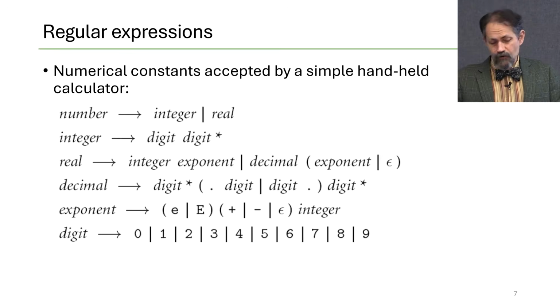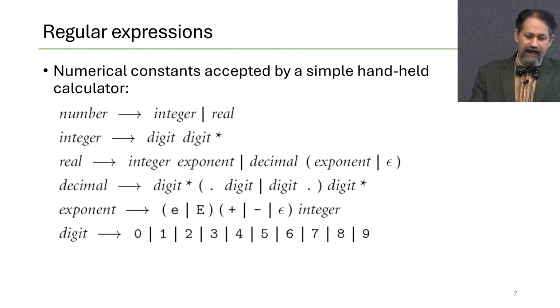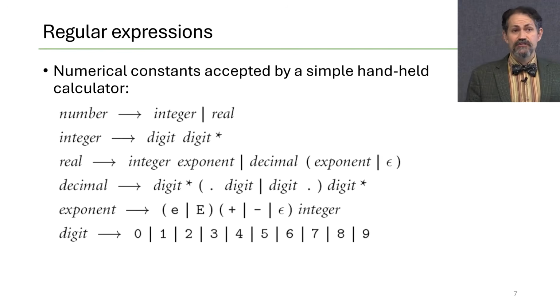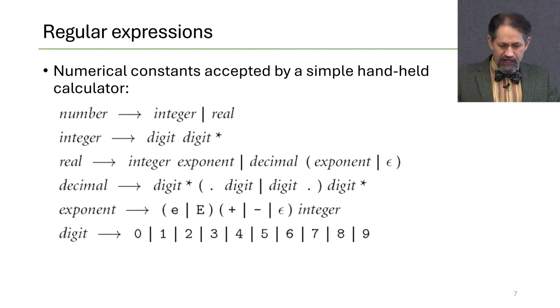What does an exponent look like? Well, we're going to use the scientific notation, so e and then the exponent number. We'll allow, in this case, either a lowercase or a capital E in our notation. We'll allow the exponent to be positive or negative, or you can leave it out. That's what epsilon is. And if we leave it out, it's just assumed to be positive. And then at the end, after the e and the plus or minus, comes another integer. So that's a very simple specification of numbers that are a little more interesting, numbers we might use in a calculator with decimals and exponents and so on.